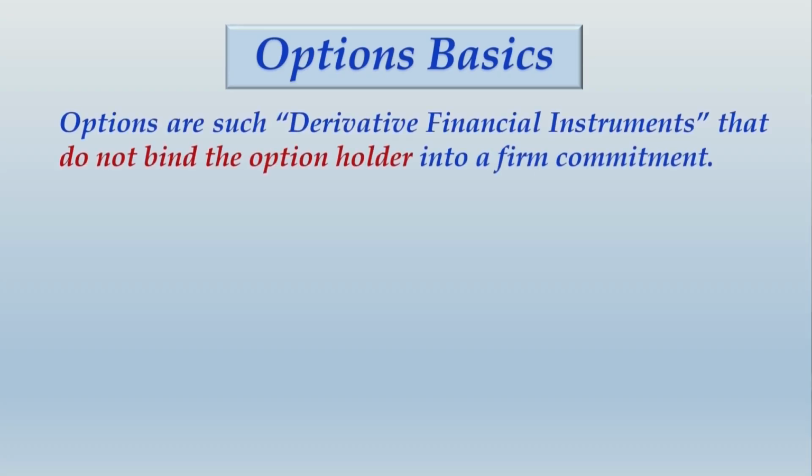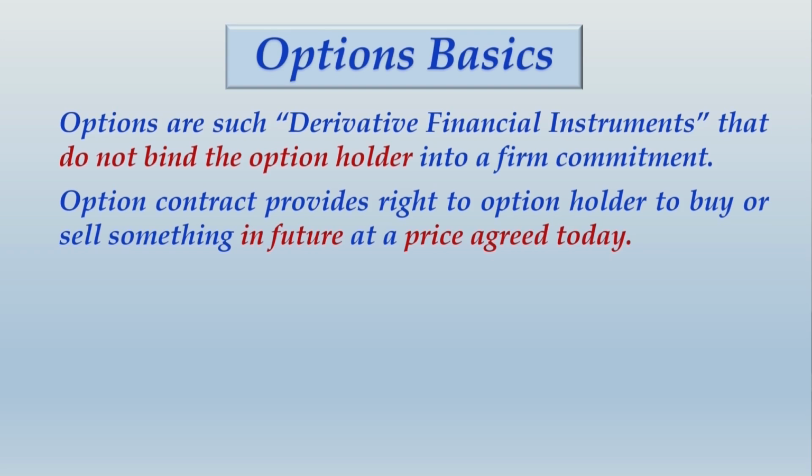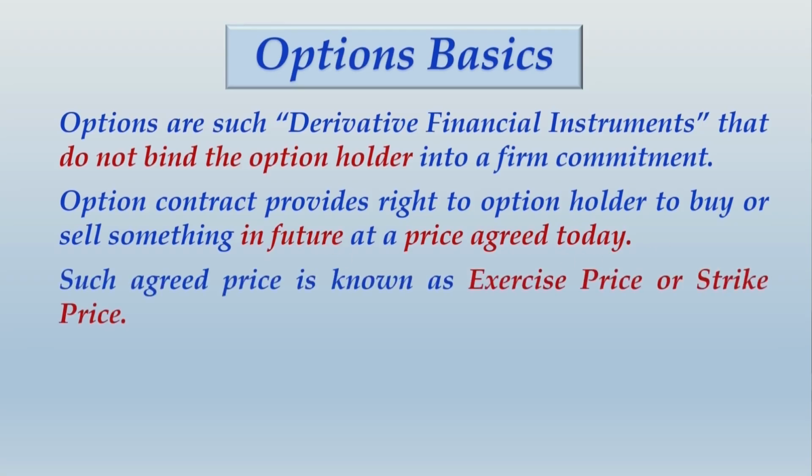Options are such derivative financial instruments that do not bind the option holder into a firm commitment. Look at these lines. Do not bind the option holder into a firm commitment. It just gives you a choice. So, an option contract provides the right to the option holder to buy or sell something in future at a price agreed today. Look at what it is conveying. It is conveying only the right to the option holder to buy something or to sell something in future, but at a price which is agreed today. Such an agreed price is known as exercise price or strike price.